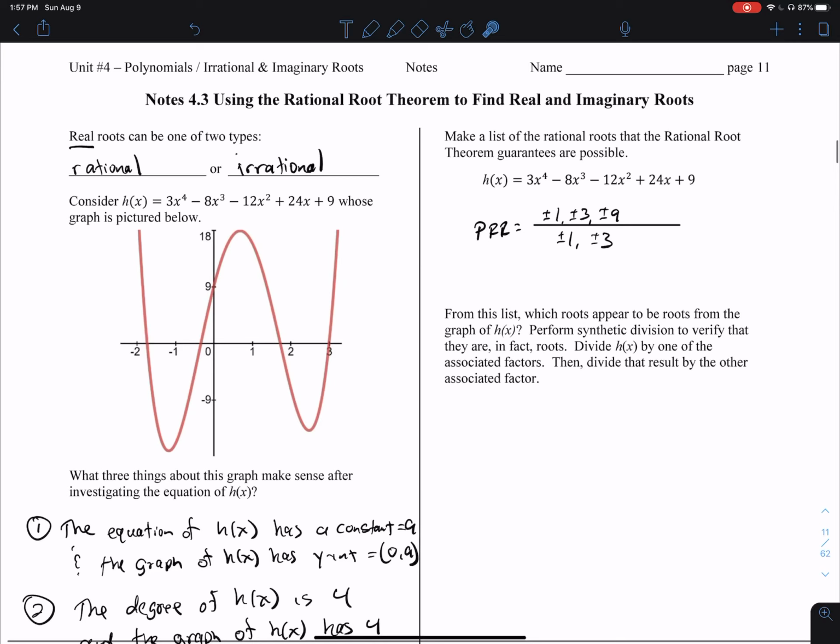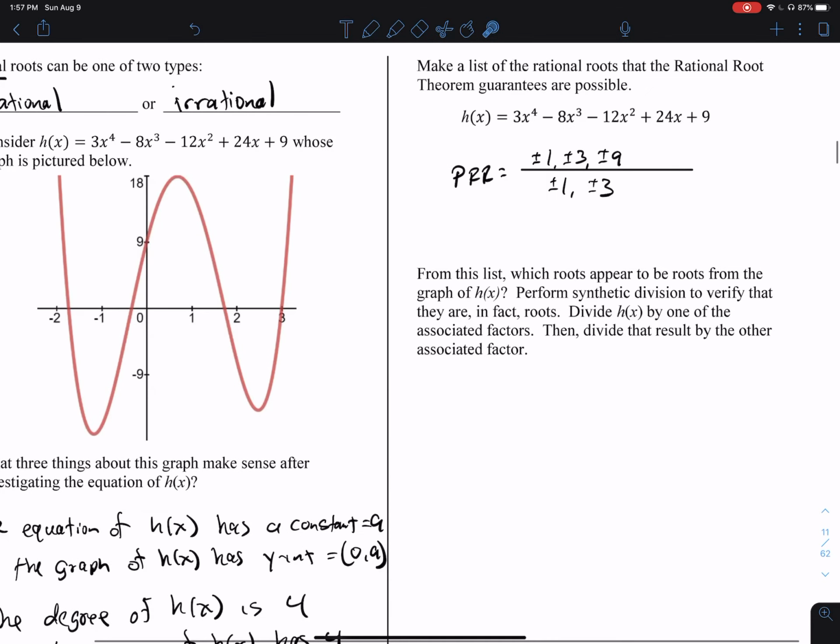From this list, which roots appeared to be the roots of the graph of h of x? Perform synthetic division to verify this. Now, this is what we did in the last section. This is just a review. Everything we've done so far has been from previous sections. This particular part, right from the last section.